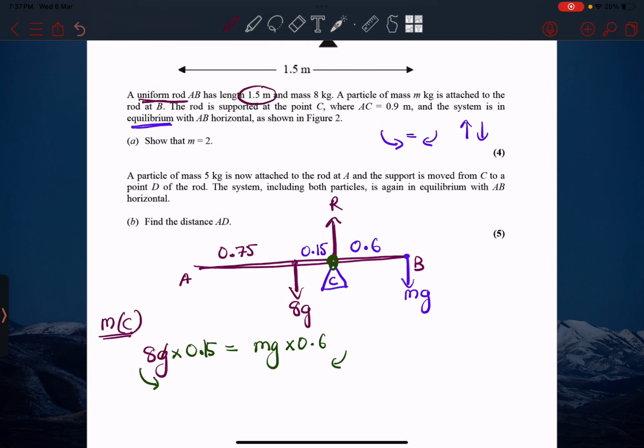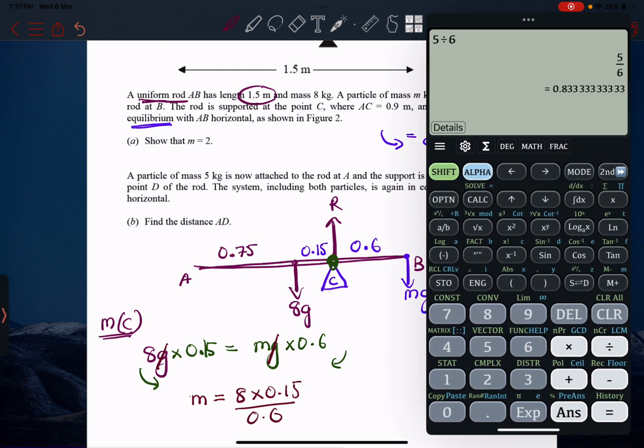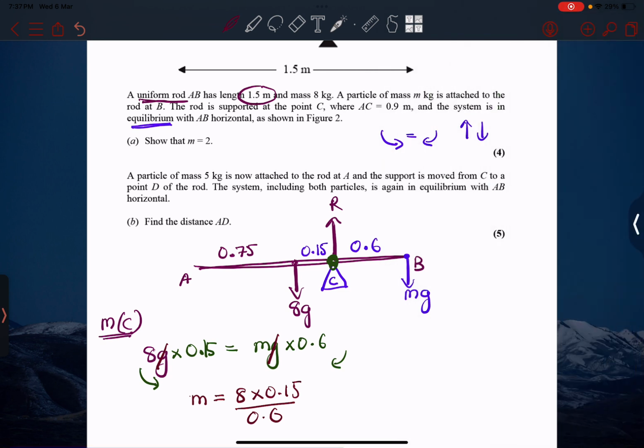So the g and the g go off, and you have m is equal to 8 times 0.15 divided by 0.6. So 8 times 0.15 divided by 0.6, and that is 2. So that is the first question, which is 2.